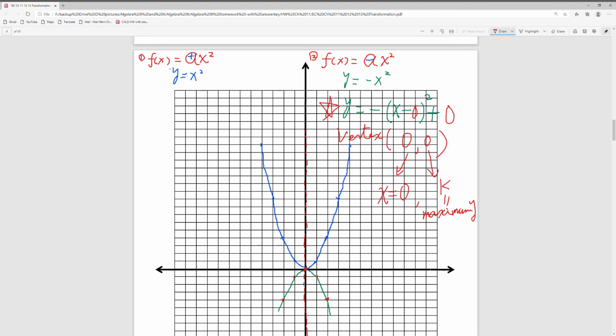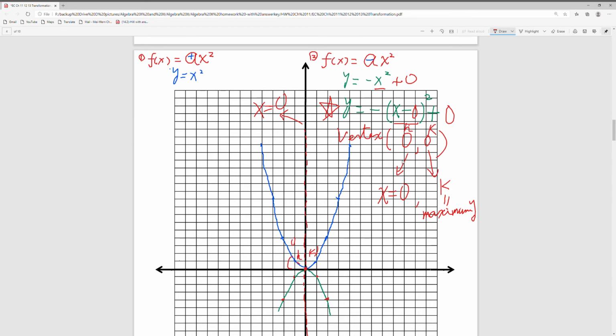If I change negative x squared to consider it as x minus 0, because x equals x minus 0, and this is plus 0, right? So you can easily find h, k. So h is 0, which means the symmetrical line, x equals h, is x equals 0, because right now h is 0. And the k is also 0.